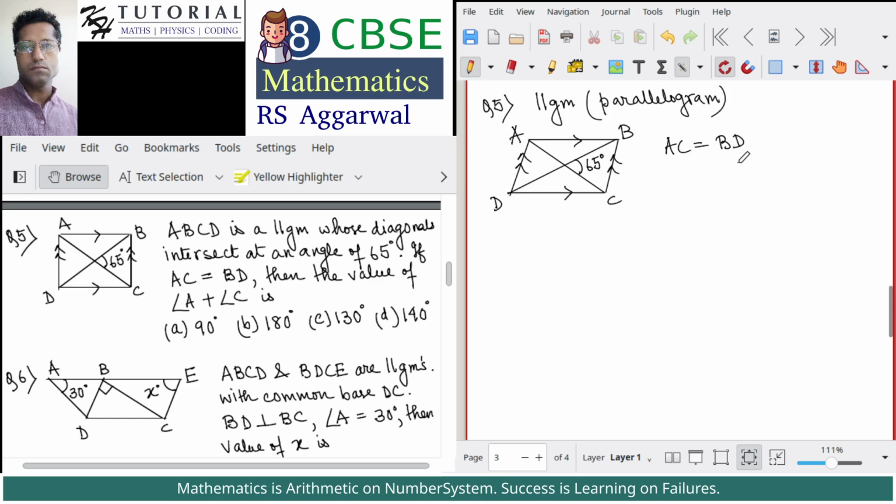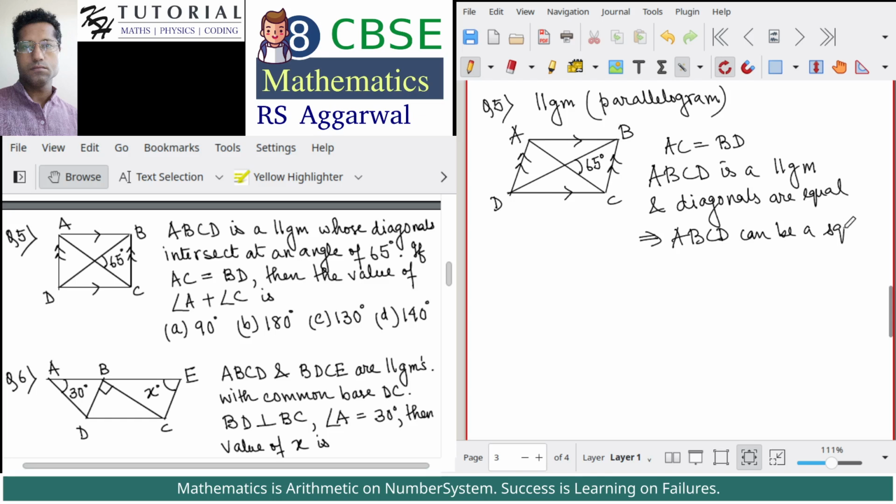The diagonals are equal. Now in a parallelogram, if diagonals are equal, so ABCD is a parallelogram and diagonals AC equals BD, then the parallelogram can be a square, or it can be a rectangle, because square and rectangle are parallelograms where the diagonals are equal.